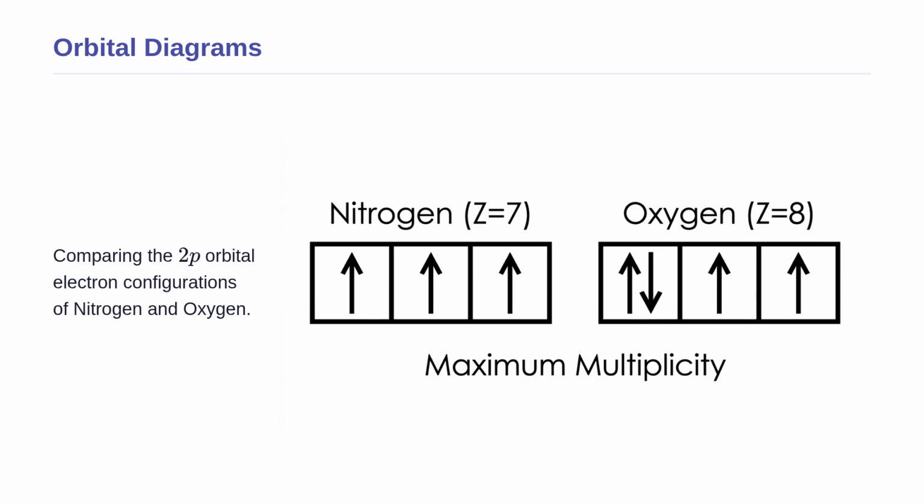On the right, the oxygen diagram shows what happens with 1 additional electron. The first box now contains both an upward and a downward arrow, representing paired electrons with opposite spins, while the other 2 boxes still hold single unpaired electrons. This visualizes exactly how Hund's rule dictates the filling order to achieve maximum multiplicity.